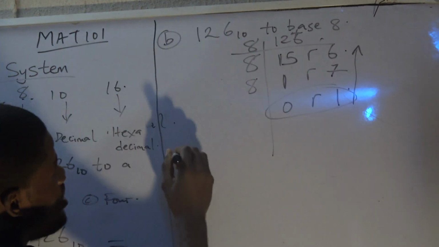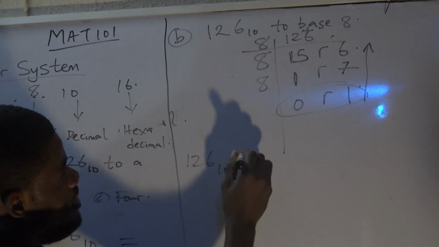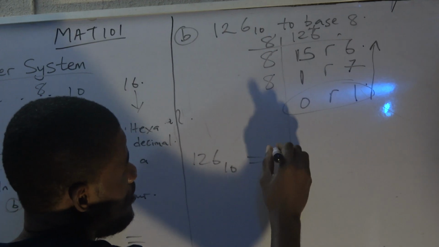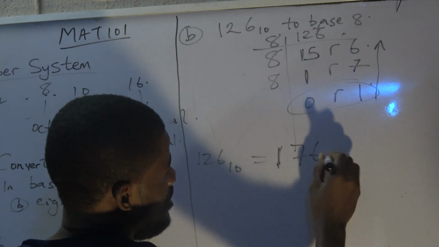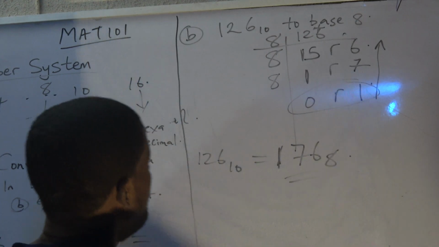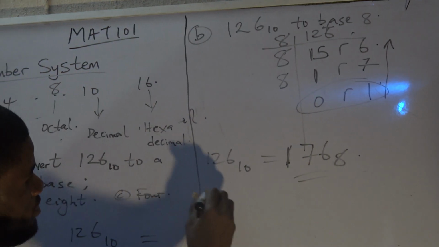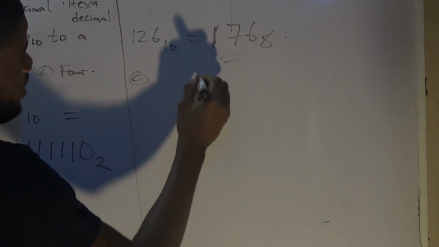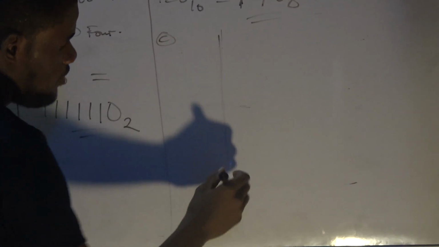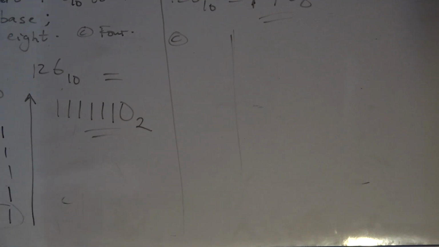Now 126 base 10 is equal to 1176 in base 8. So this is your answer. Okay, let's look at the C part of it.